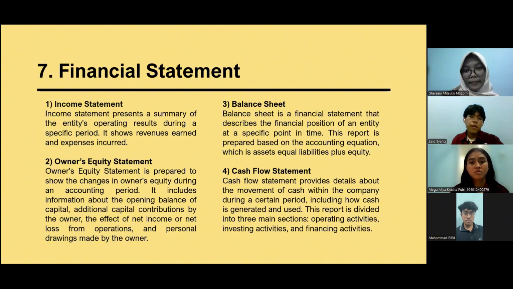The last one in the financial statements is the cash flow statement. The cash flow statement provides details about the movement of cash within the company during a certain period, including how cash is generated and used. And then this report is divided into three main sections. The first one is operating activities, and then investing activities, and the financing activities.